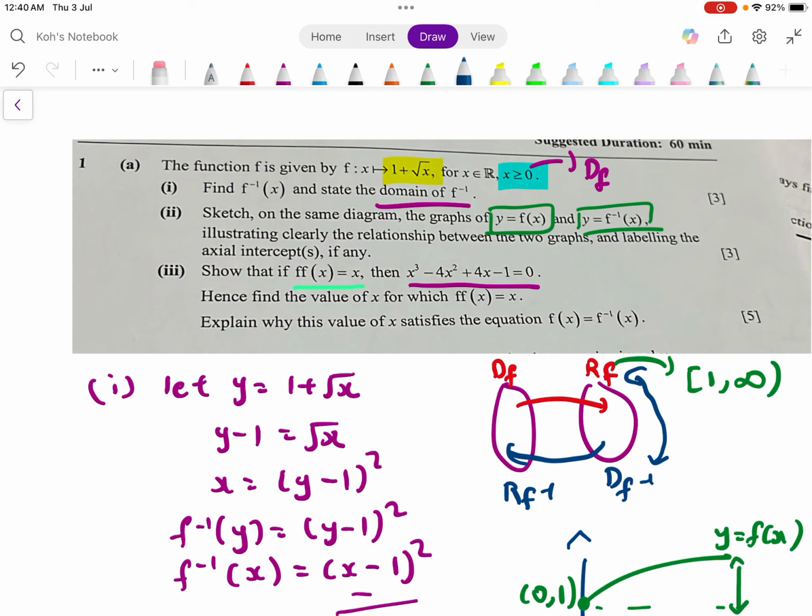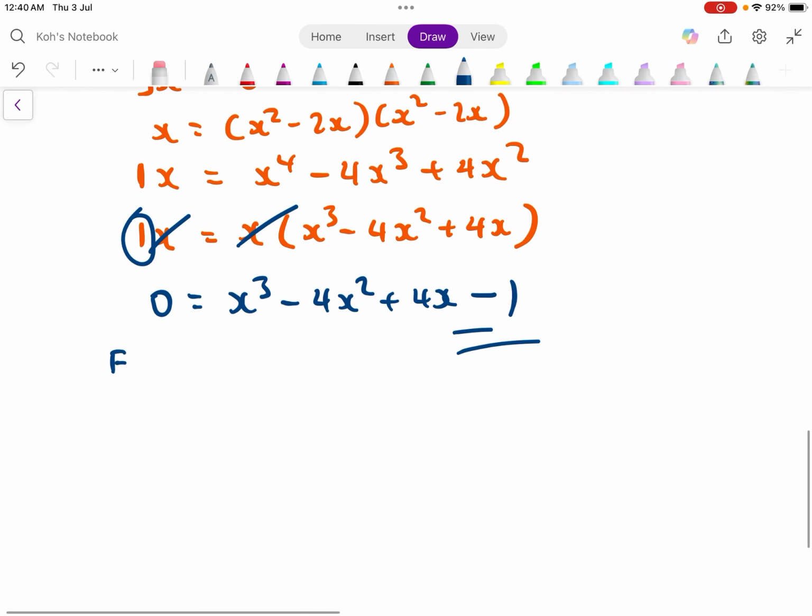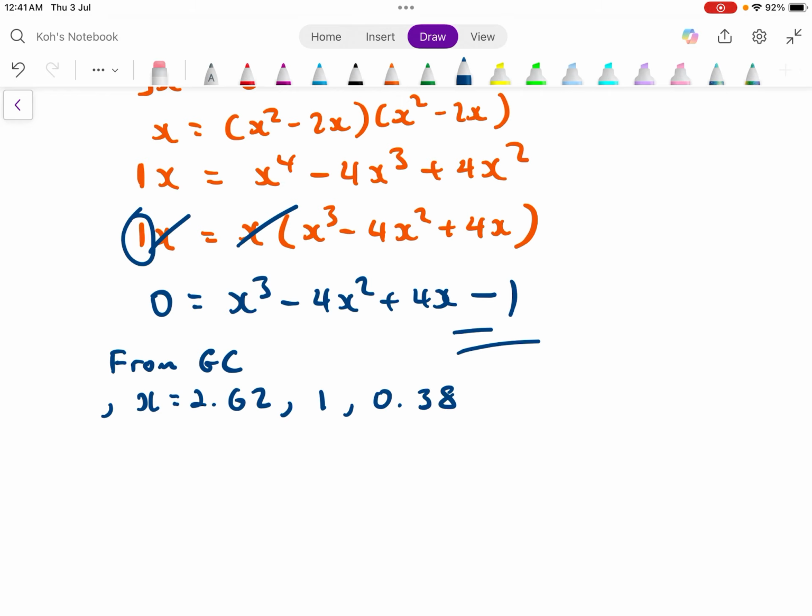Then the next part, we are asked to find the value. Hence, find the value of x for which ff(x) is equal to x. So how do we do it? Very simple. Going back to the cubic equation, we simply use the GC to find the solution. There will be roughly 3 solutions. So from the GC, the x value is x = 2.621 or 0.382.